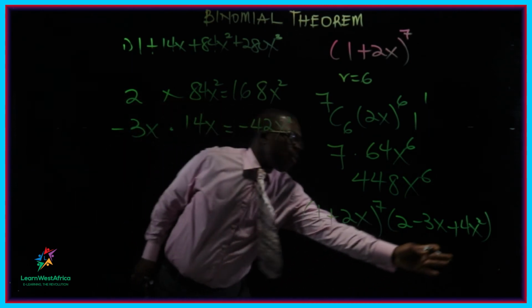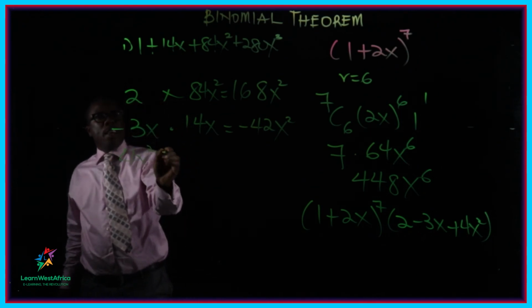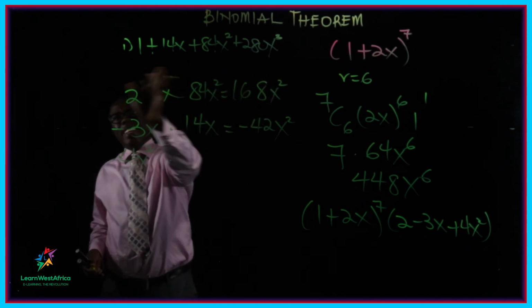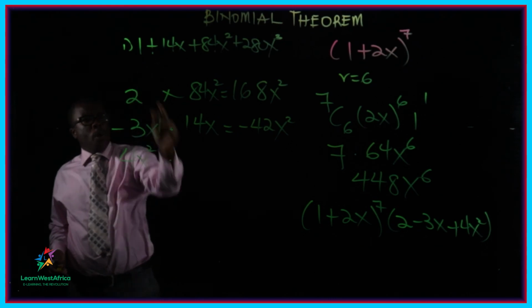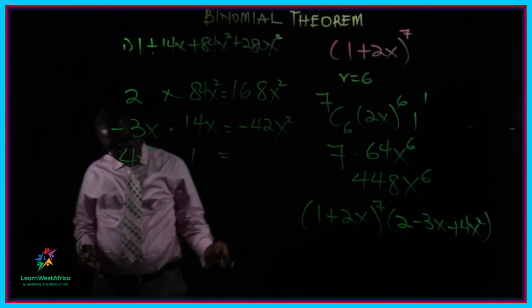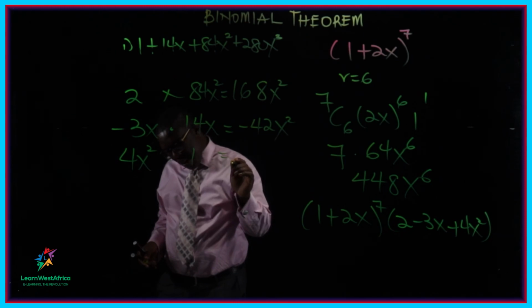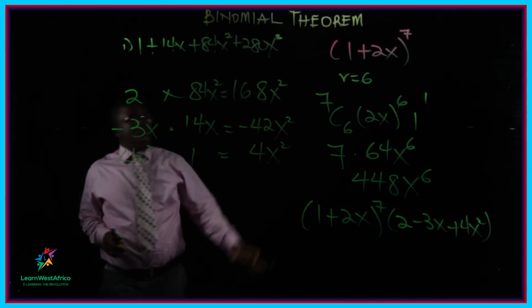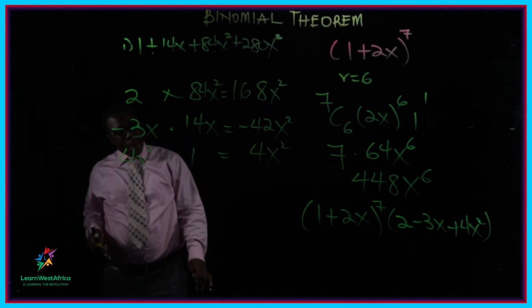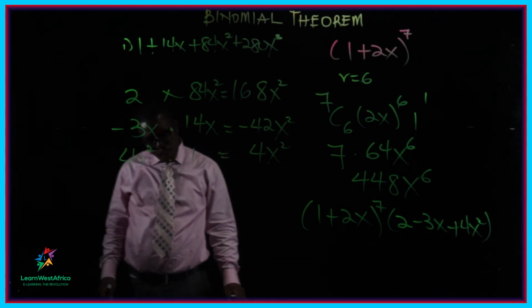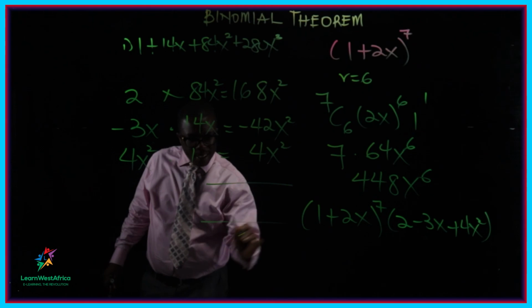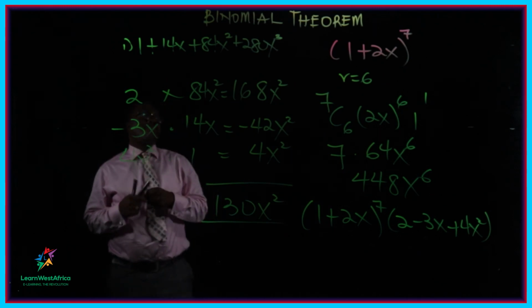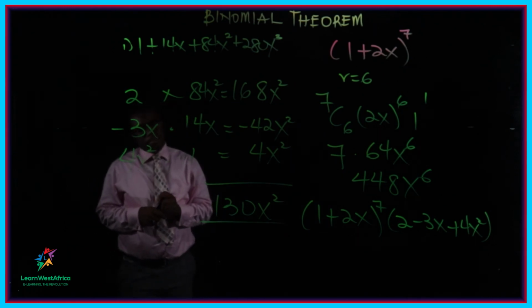Then we come to the last part, which is 4x squared. It already has an x squared, so what does it need to multiply in here? Obviously, it needs the constant. So the 4x squared will multiply 1, and that's going to give you 4x squared. So we put all of them together: 168 minus 42 x squared plus 4. And that should give us 130x squared, right? That gives 130x squared. Yes.